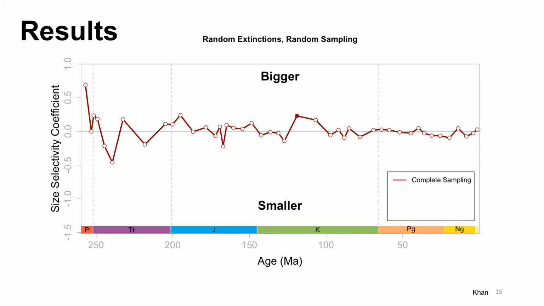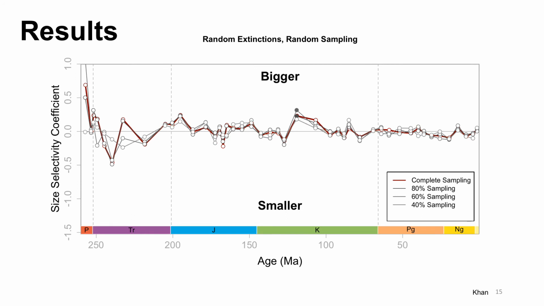The complete record, marked in dark red, shows that there is a weak association between size and risk. However, in the Middle Cretaceous, there is one instance where there is a significant risk for bigger taxa. Degrading the fossil record to have 80%, 60%, 40%, and 20% sampling does not significantly alter our selectivity results.